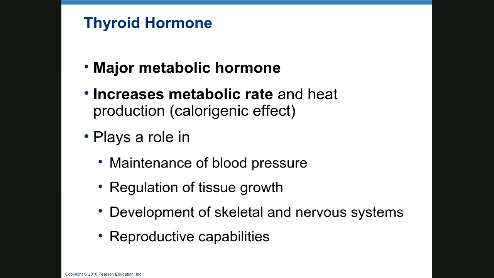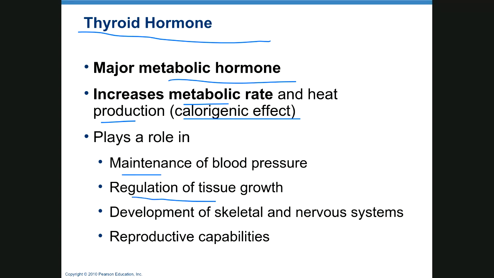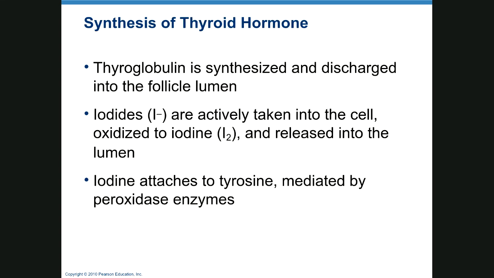Thyroid hormone is a major metabolic hormone. It increases metabolic rate, heat production, and burning of calories. It plays a role in maintenance of blood pressure, regulation of tissue growth, development of the skeletal system as well as the nervous system, and reproductive capabilities. Almost everything needs thyroid hormone.